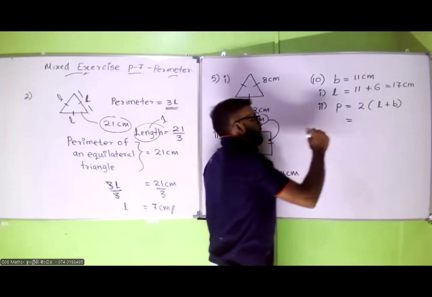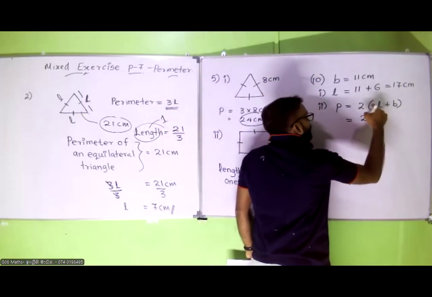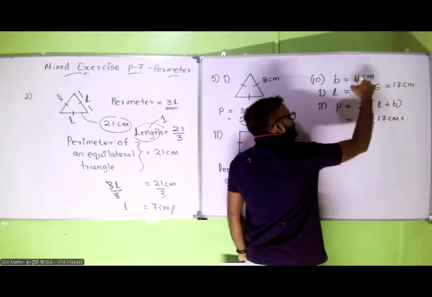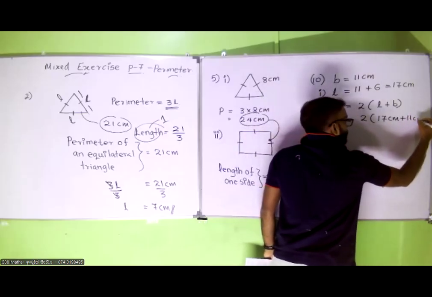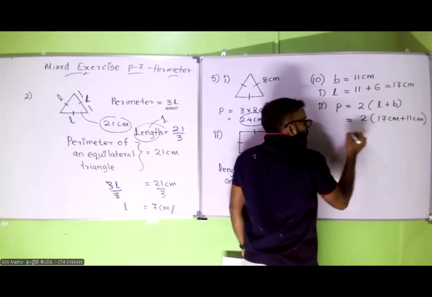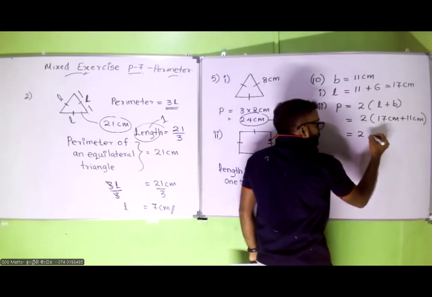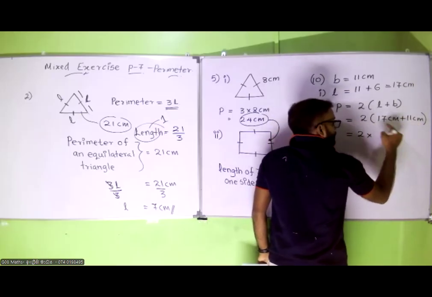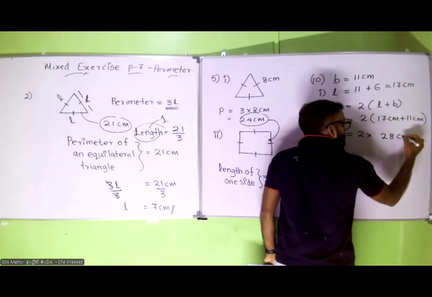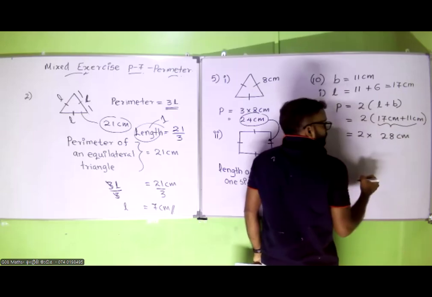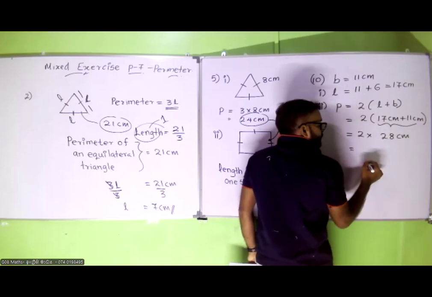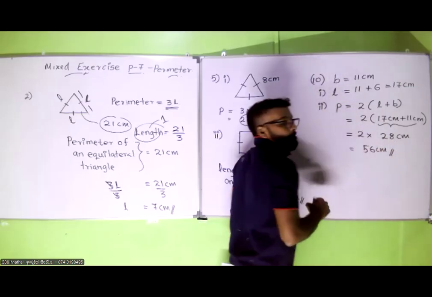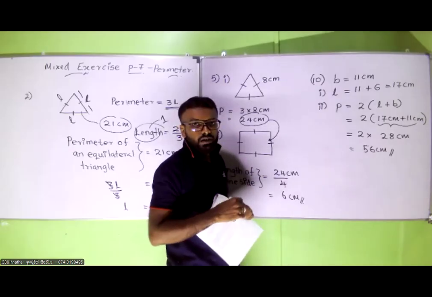Within brackets, 2 times, length is 17 centimeters plus breadth is 11 centimeters. Equals 2 times 17 plus 11. 7 plus 1, 8. 1 plus 1, 2. 28 centimeters here. So 2 times 28 will give you 56 centimeters. So this is it.